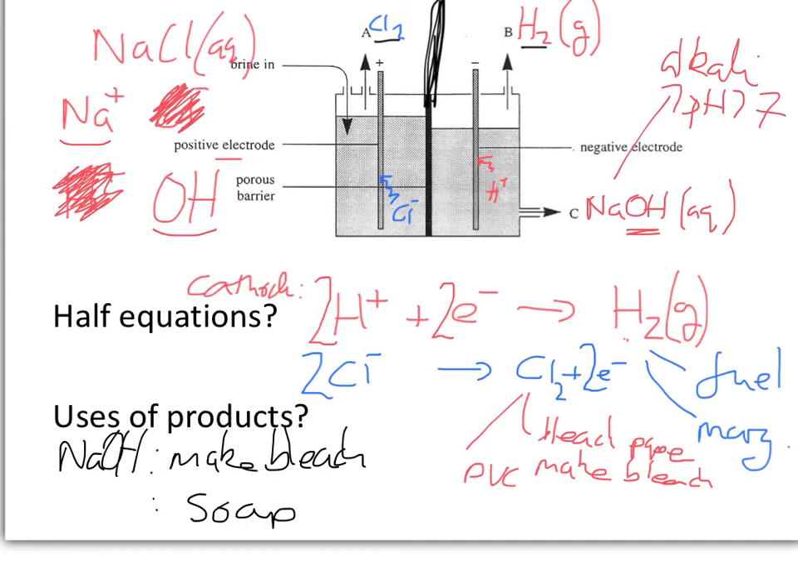So back in Cheshire, all they used to do was flood the mines with water, pump out the water which had salt dissolved in it, and then electrolyse it, and you get these wonderful products coming off.